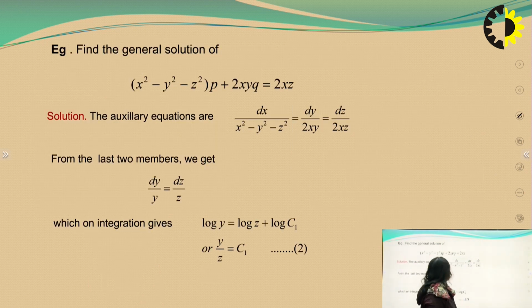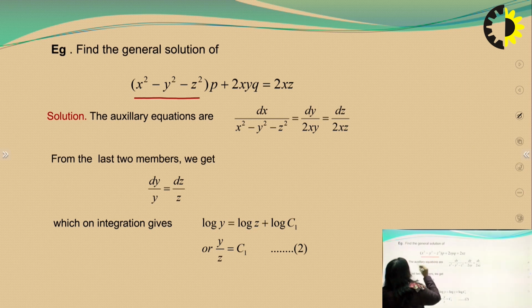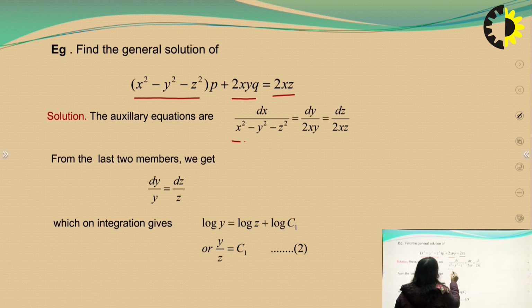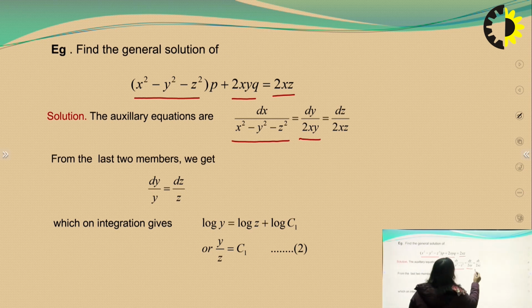So this is a simpler task, and now let us complicate our p, q and r comparatively. So I have taken x squared minus y squared minus z squared into p plus 2xy into q equal to 2xz as my question for the next case. So to write the auxiliary equations, I am having dx upon x squared minus y squared minus z squared equal to dy upon 2xy is equal to dz upon 2xz.